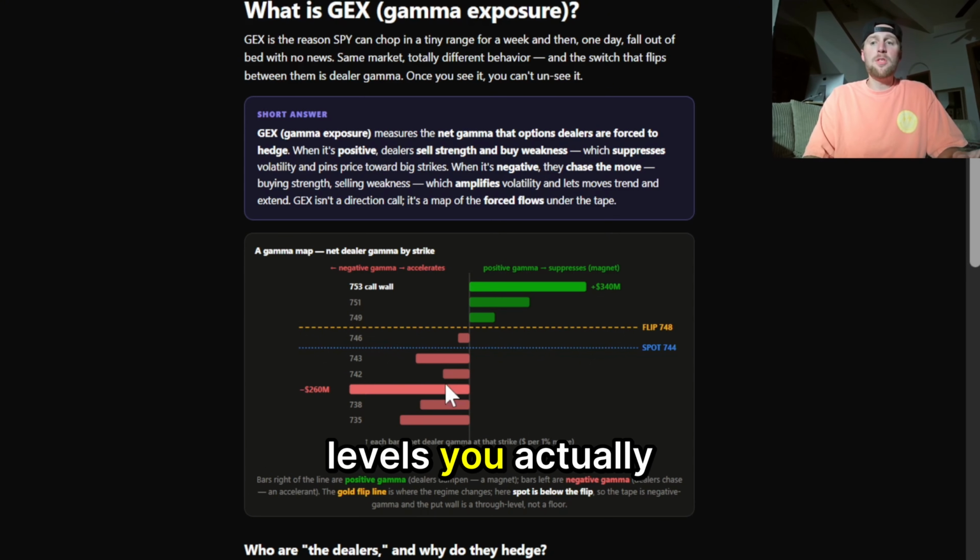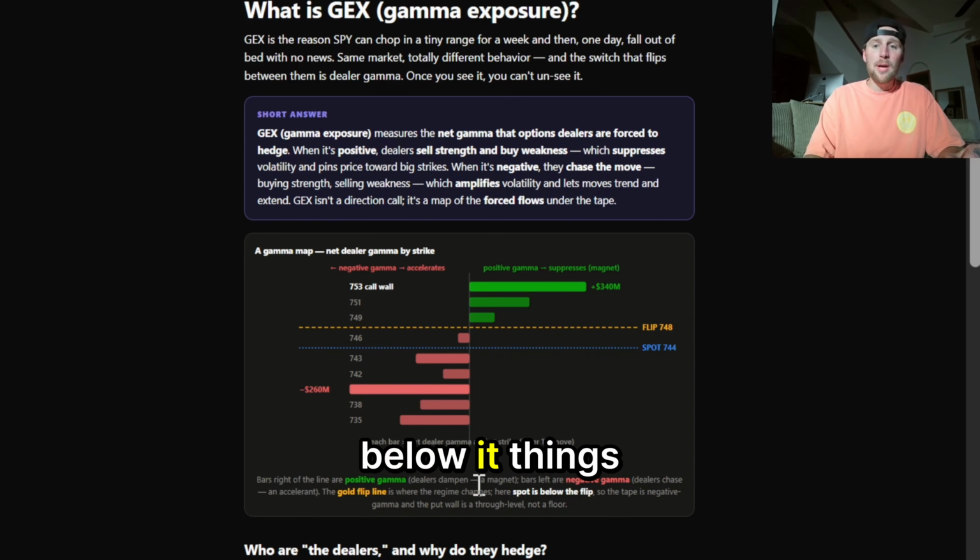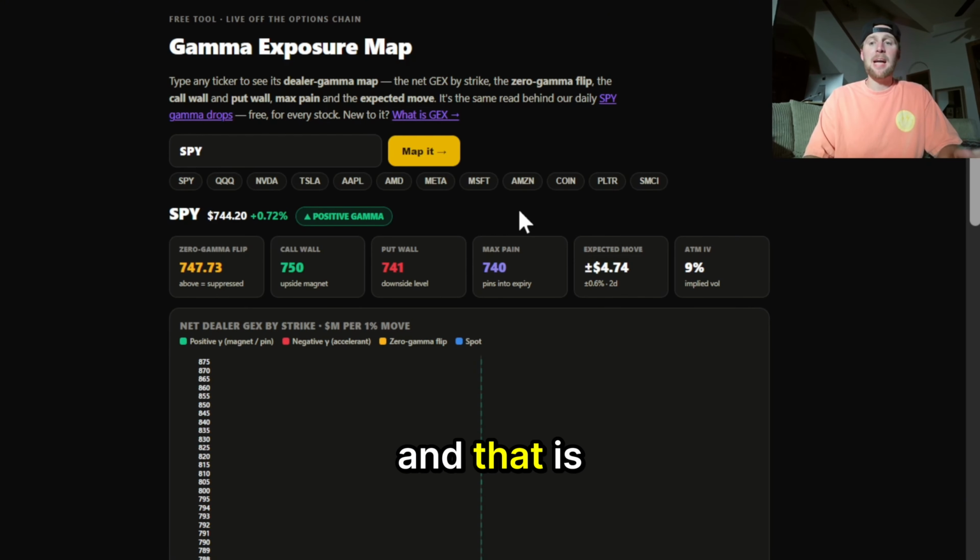So there's three levels you actually need to care about. First off, you got the flip. That's this line right here. That's the line between calm and chaos. Above it, chill. Below it, things start moving. Then you got the call wall, which is right up here, and the put wall, which is right down here. These are the biggest gamma strikes. Think of these as magnets. Then you got your max pain, and that is where most options expire worthless, which is kind of where price likes to drift into expiration. And that's really it. You got your flip, your walls, and your max pain.